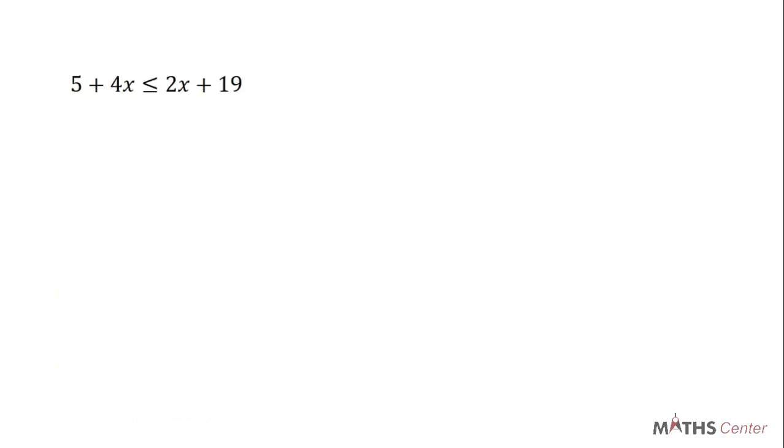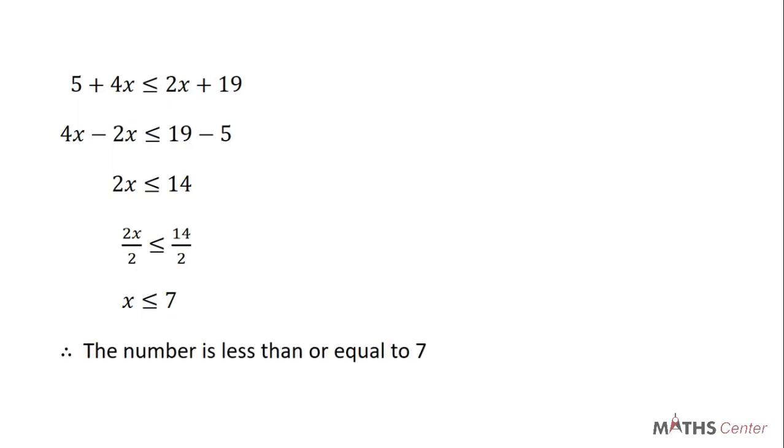So let's solve this expression. Since we have this linear inequality, you group like terms and you simplify. So we have 4x minus 2x is less than or equal to 19 minus 5. 2x is less than or equal to 14. You divide both sides by 2 and you are going to get x is less than or equal to 7. So we can say that the number is less than or equal to 7. So any number that is less than or equal to 7 will satisfy the condition that was given to us in the question.